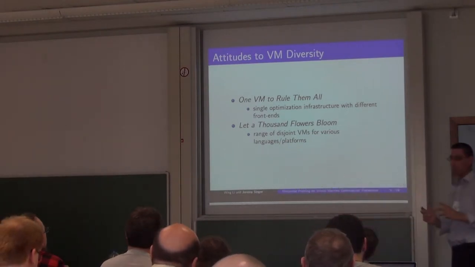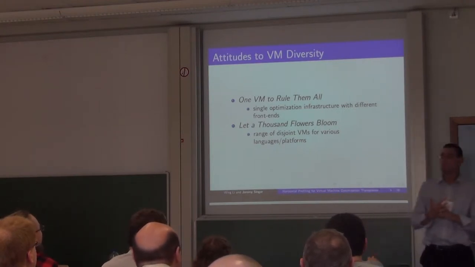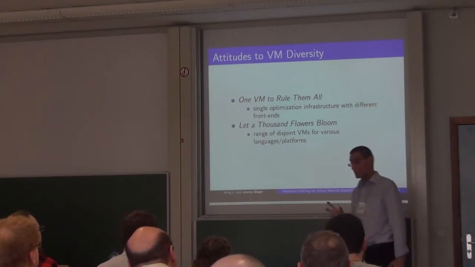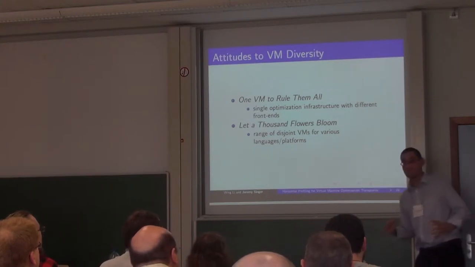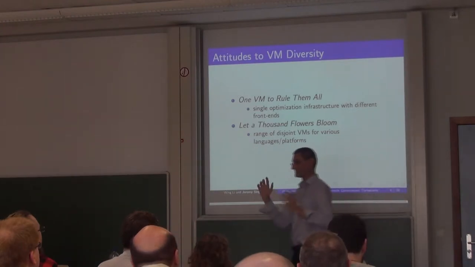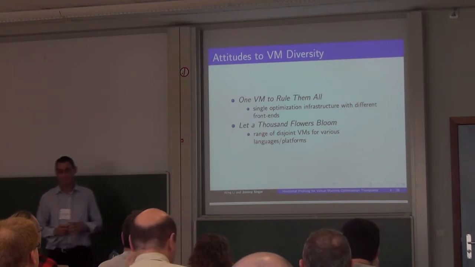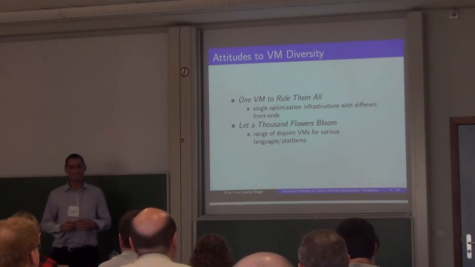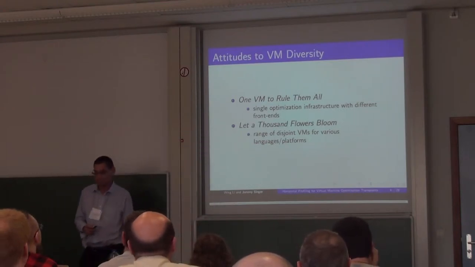The first one I'm going to call the Tolkien Oracle philosophy, which is one VM to rule them all. And I think the idea here is that you have a capable, high-performance back-end that you hook multiple front-ends onto, and then you compile down to this highly optimizing compiler system that does lots of groovy code generation stuff in the back-end. Is that an appropriate characterization of Graal and things like that? Possibly, yes, okay. So you've got an optimization infrastructure with lots of different front-ends.